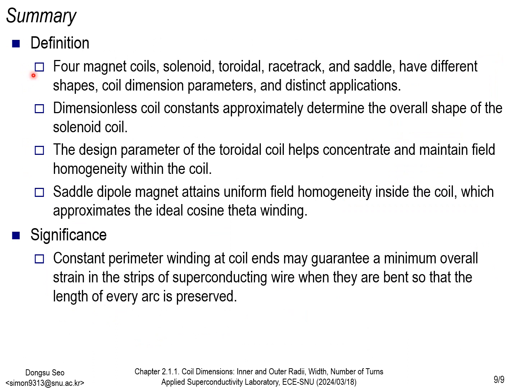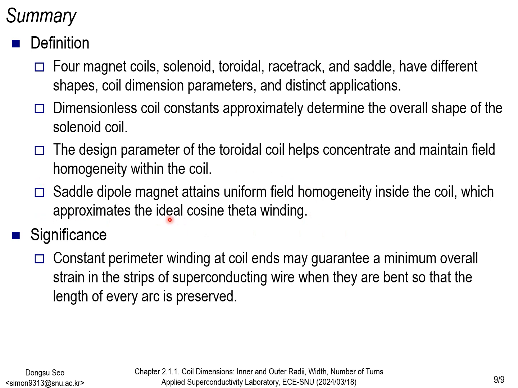So far, we covered the four main geometrical shapes of superconducting coils: solenoid, toroidal, racetrack, and saddle coils, as well as their representative applications. We have also covered specific design dimensions: dimensionless coil constants for the solenoid, design parameters consisting of radius and length for the toroidal, constant perimeter winding, and cosine theta winding for the saddle coil.